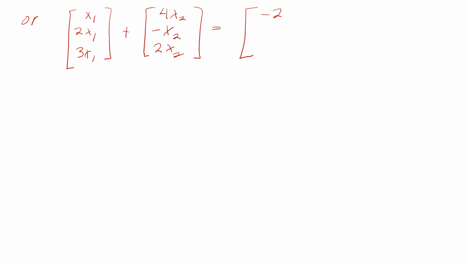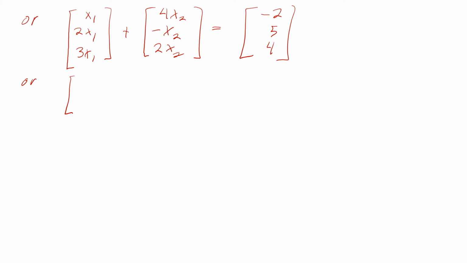x1, 2x1, 3x1 plus 4x2, negative x2, 2x2 equal to negative 2, 5, 4. Okay, that's just taking the scalar and putting it inside the vector.